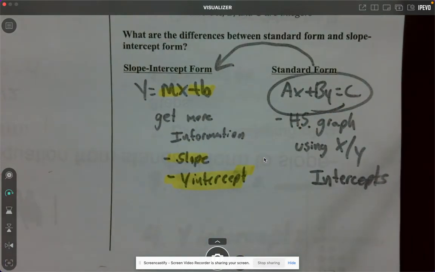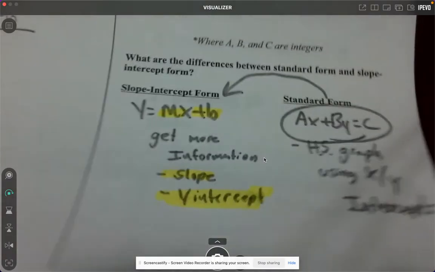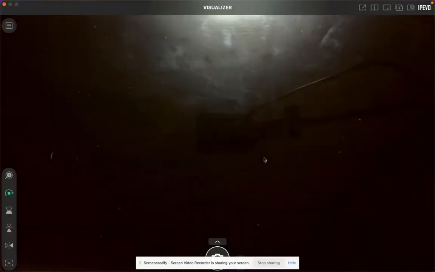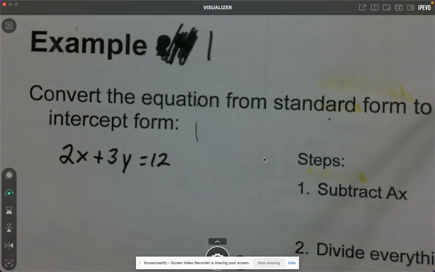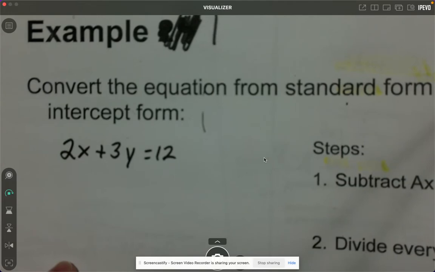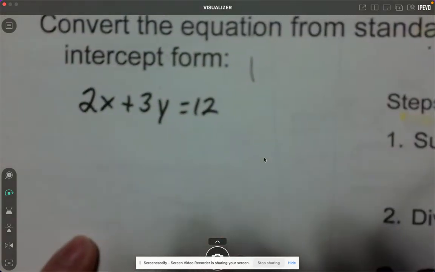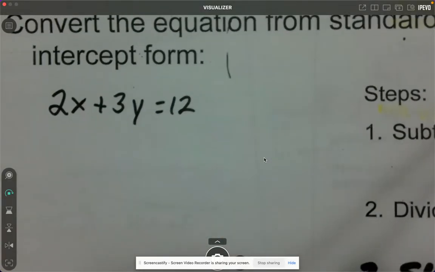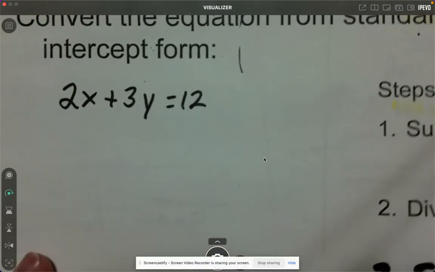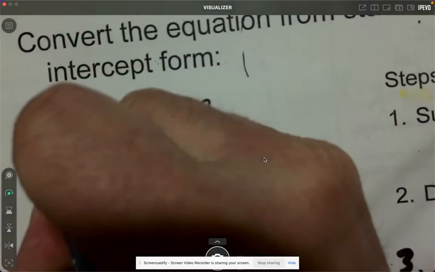So let's go through some examples, then you can pause the video and try some on your own. So this packet's a little backwards, but hopefully you can figure it out. So example one, convert the equation from standard form to slope-intercept form. So as you saw in the videos you just watched, the first step is always to bring over this 2x, the x term. So I subtract 2x here.